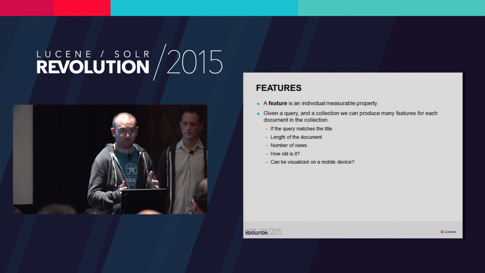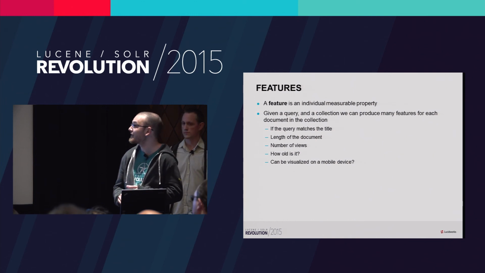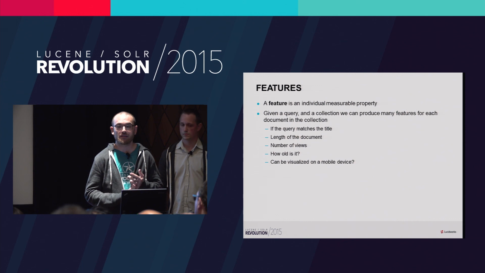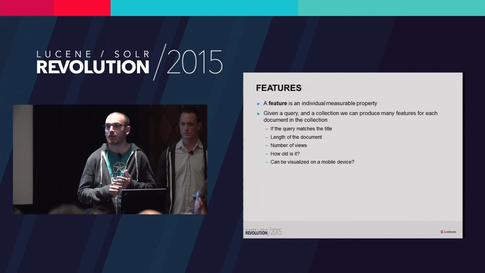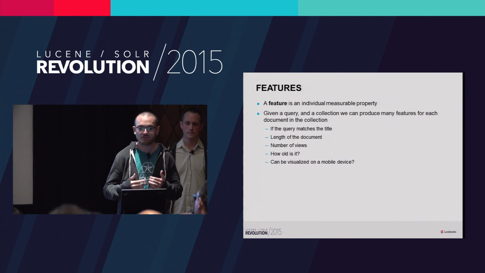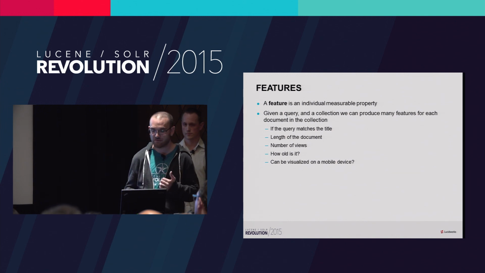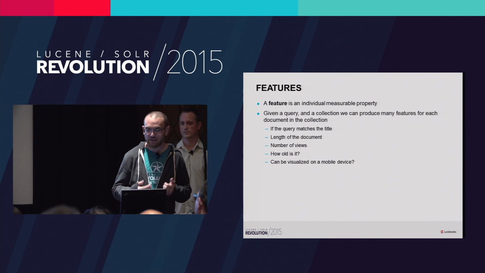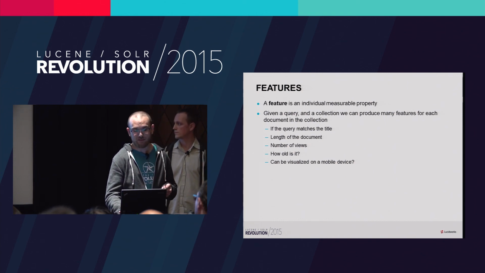the query. Examples of features: if the query matches the title, the length of the document, the number of views, how old it is. So you can have a lot of different features, and you can try different solutions. This is also called feature engineering. So you can have a really large number of these features.